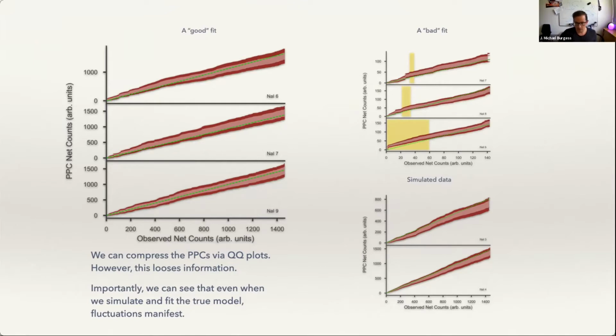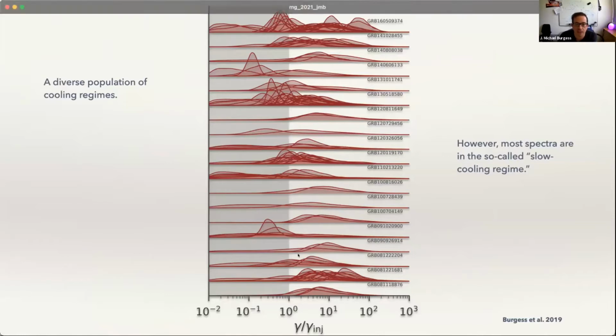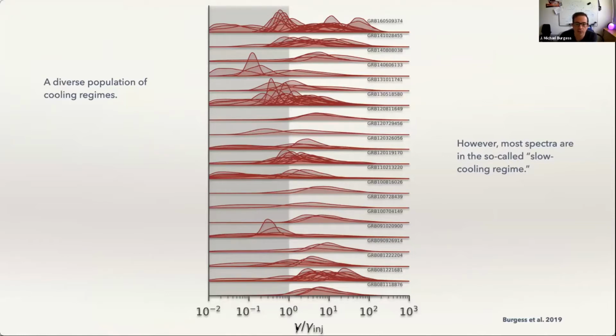And since we felt very comfortable that most of the fits, except for a few, were working, we went through and did some physics with the fits that did work. So out of these 18 GRBs, we can look at the distribution of the cooling, gamma cool over gamma injected in our model. So it should be gamma cool there. And these are the distributions that we infer for that.